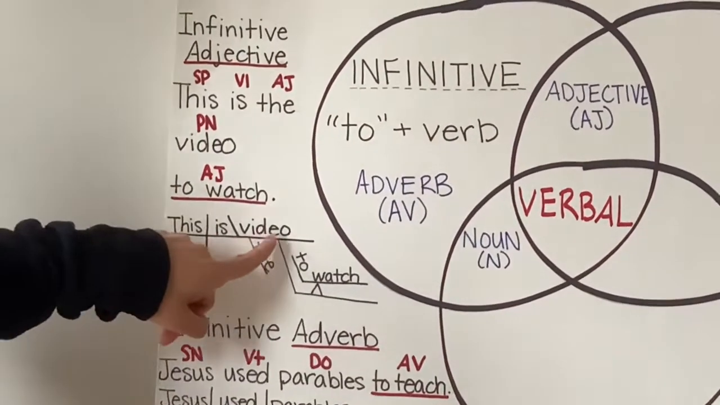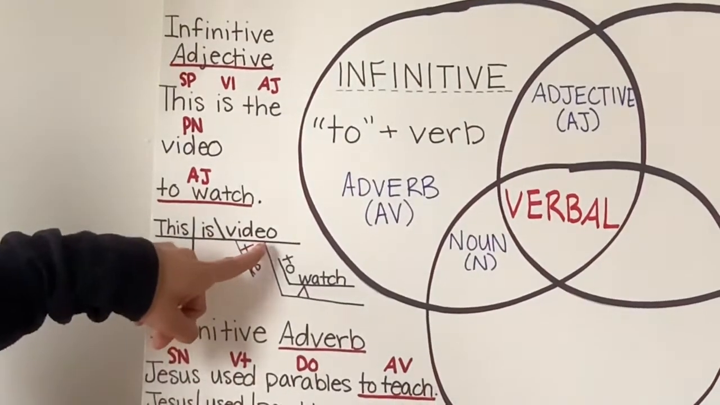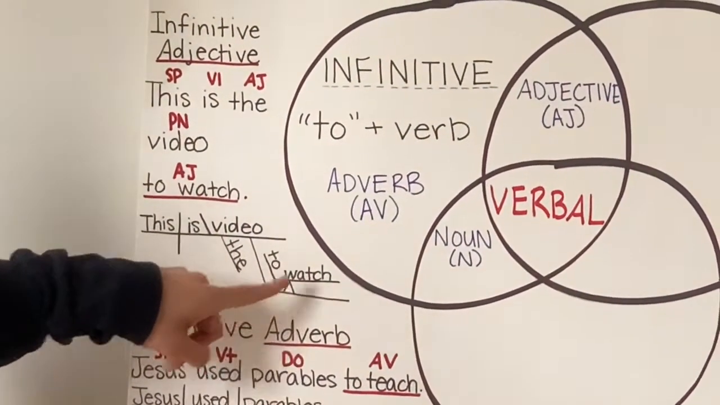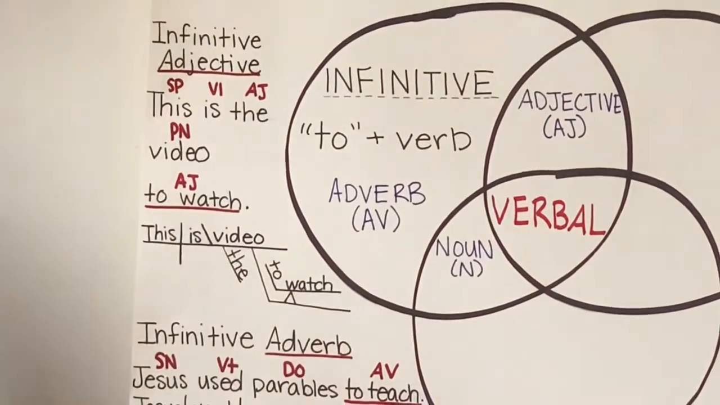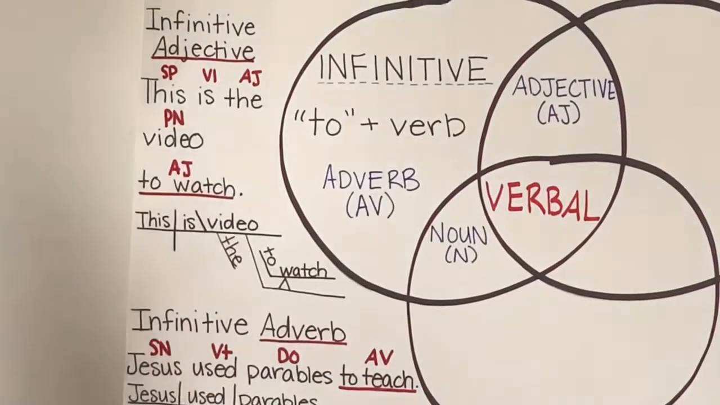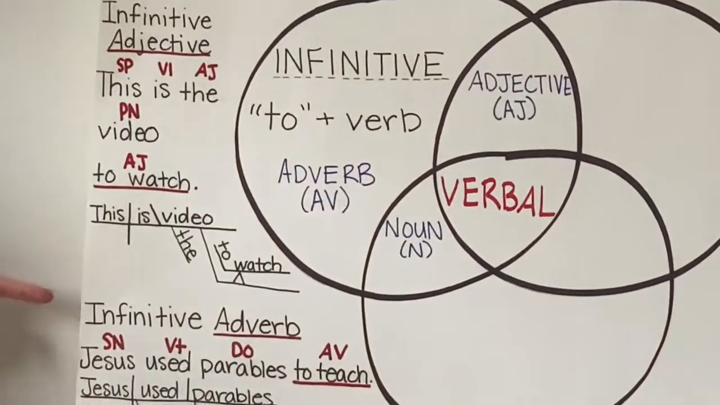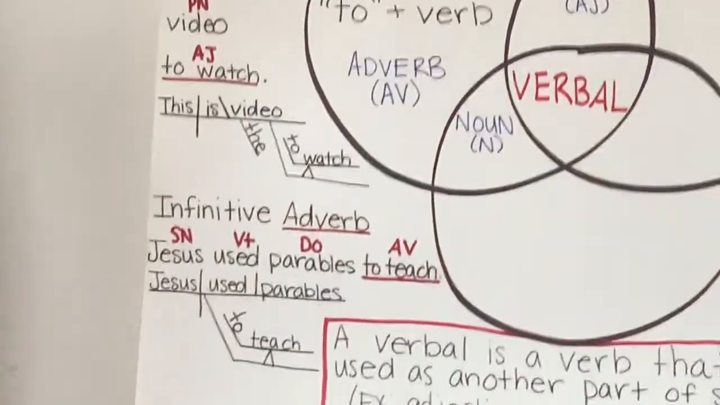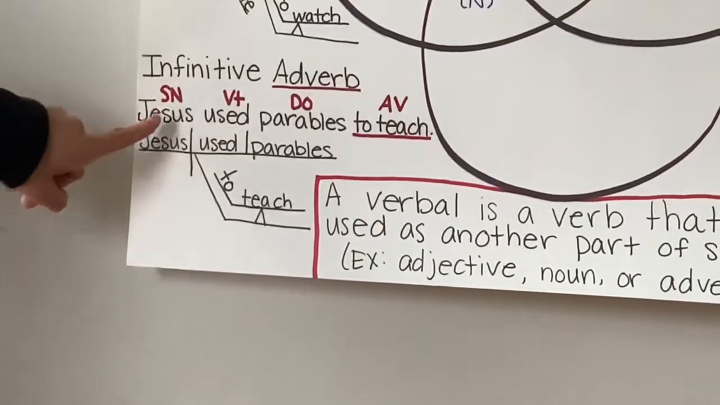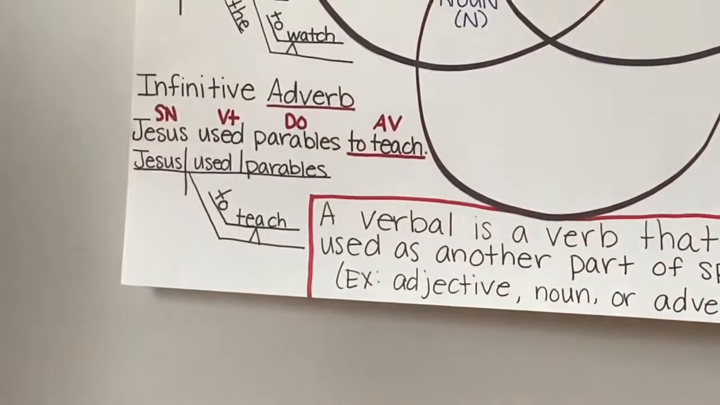Same thing, when we diagram this, since it's an adjective describing the video, it's going to go below the video line, and then it's going to be up on stilts, to watch. Okay? So that's an infinitive acting as an adjective. Now let's talk about an infinitive acting as an adverb. An infinitive adverb obviously would be modifying the verb, right? Jesus used parables to teach.